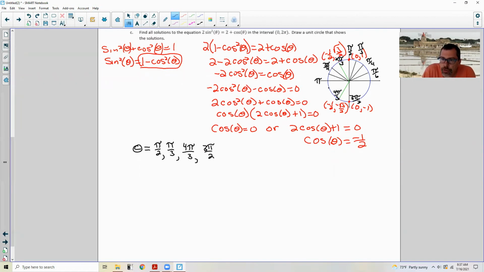Okay, I forgot my little 2 that was right here. This is not pi/3, it's 2 pi/3. I always review my solutions when I'm done, and you should do the same. Pi/3 was over here, 2 pi/3, 3 pi/3, 4 pi/3, and so on. Okay, so these are the 4 solutions.